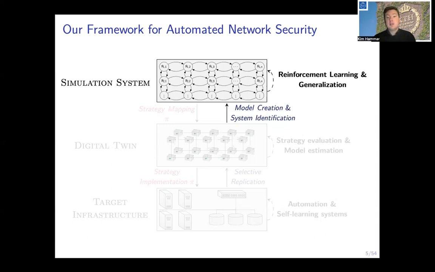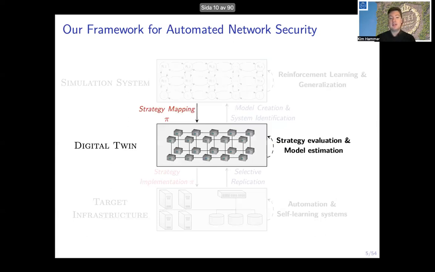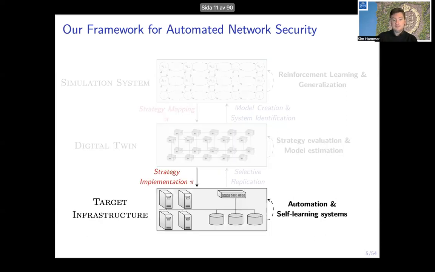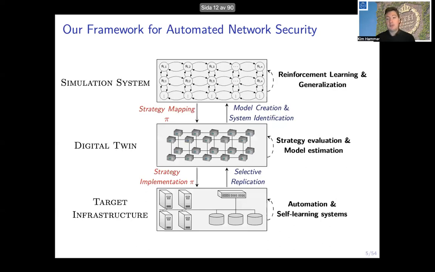Finally, once we have computed these strategies and solved the problem, we can extract them from the simulation environment and evaluate them in the digital twin. And if this evaluation is deemed successful, we may also implement the strategies in the target infrastructure. So that is our overall framework on a high level. And in the remainder of this presentation, I will go through the different steps here in much more detail.